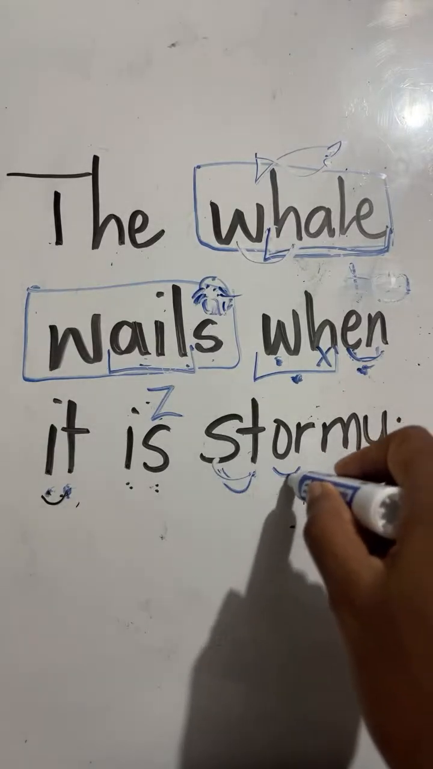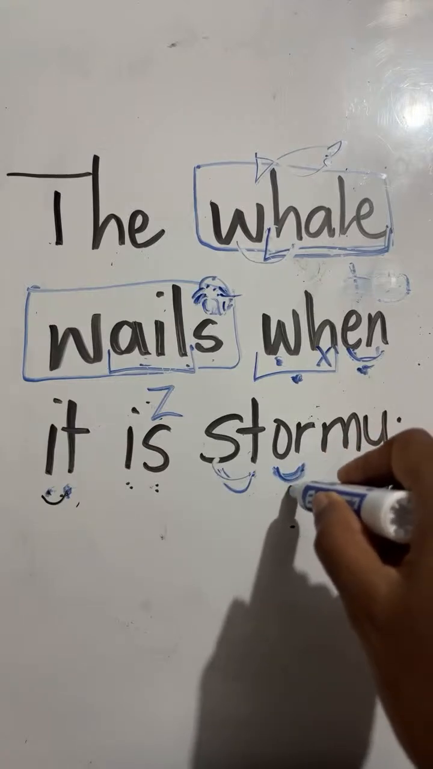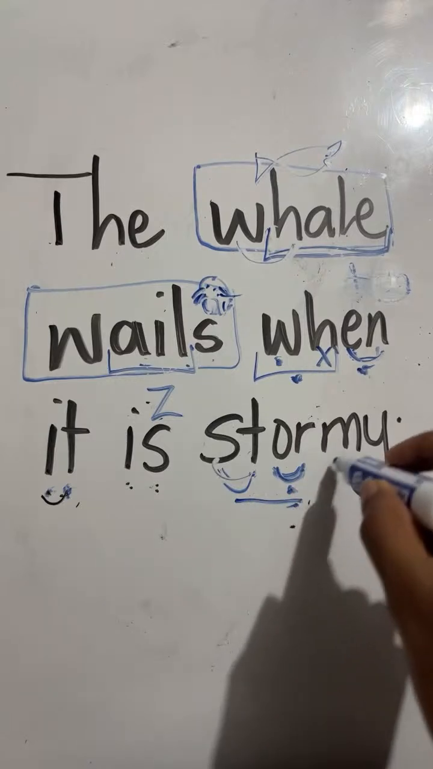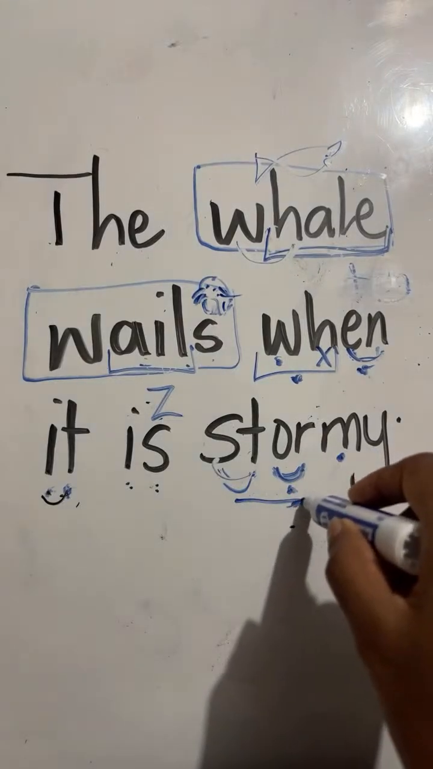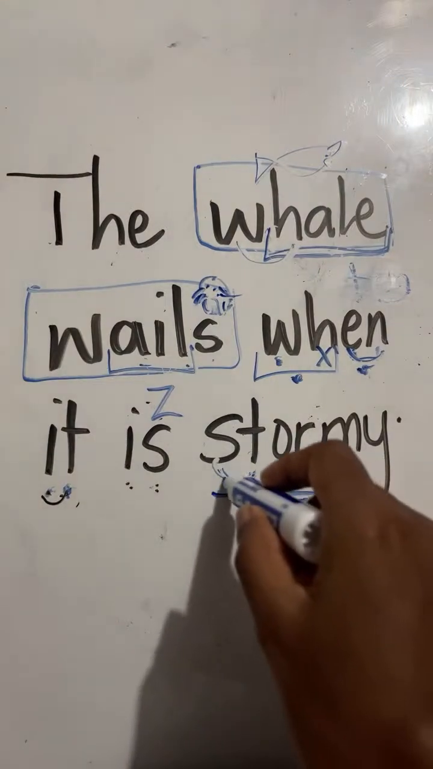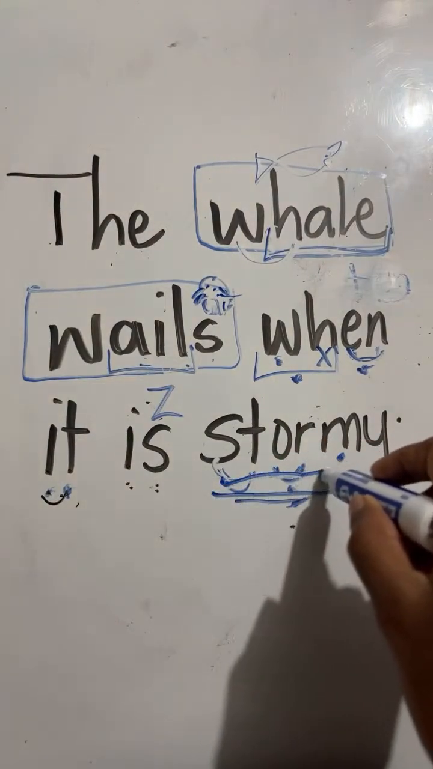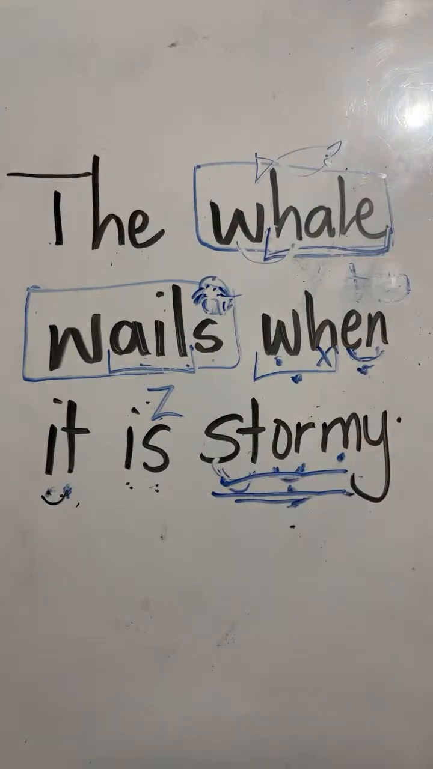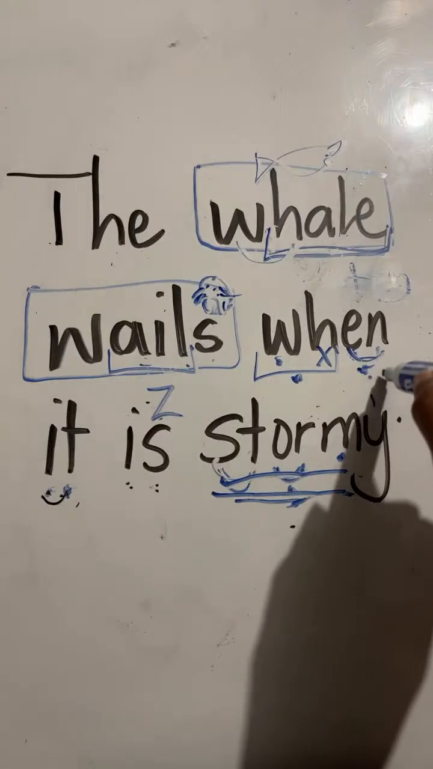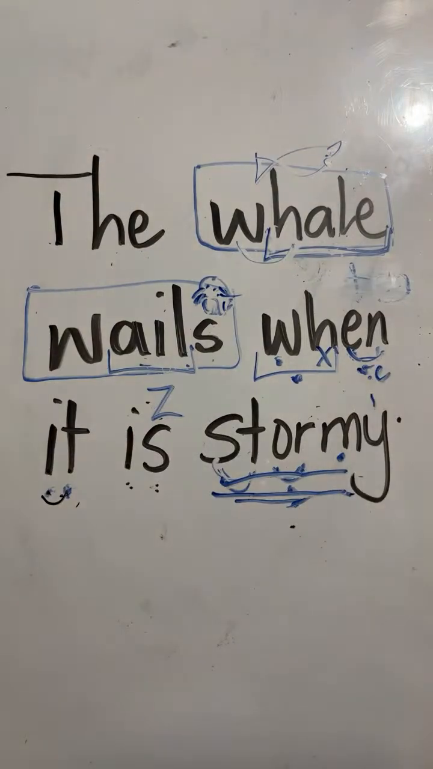O and R together says or. St, or, storm. Storm. And then Y at the end, it can say I or E. Which one should we use? Should we say stormy with an I sound, or should we say stormy with an E sound?